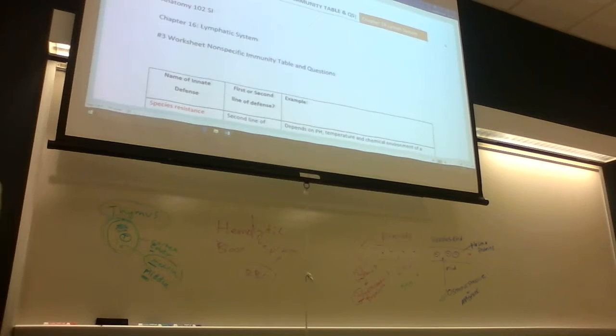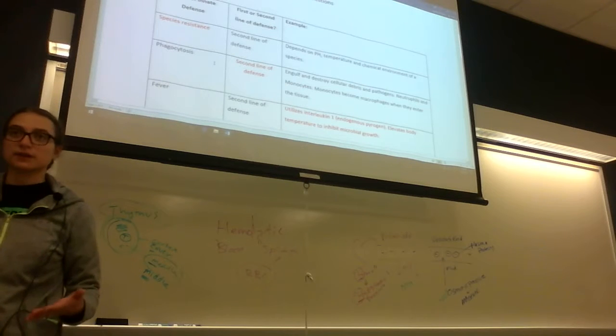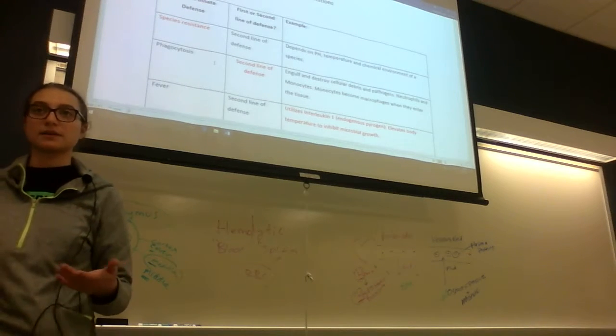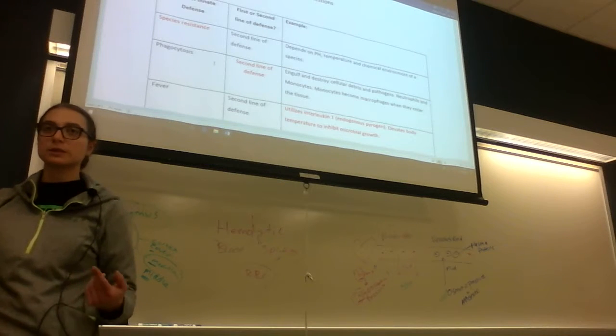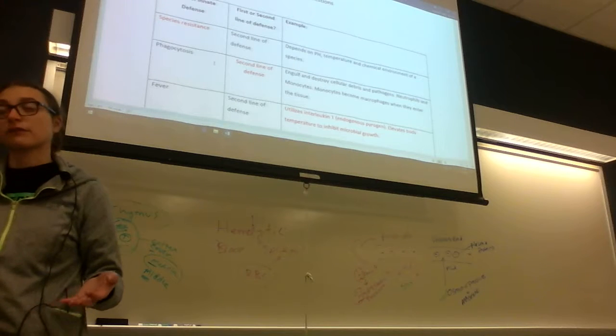Next we have worksheet number 3. This is going over the nonspecific immunity. In the nonspecific immunity, basically you have your nonspecific immunity and your specific. Your nonspecific is something everyone has. Everyone has skin, everyone has mucosa membranes, everyone has white blood cells, everyone has a fever.